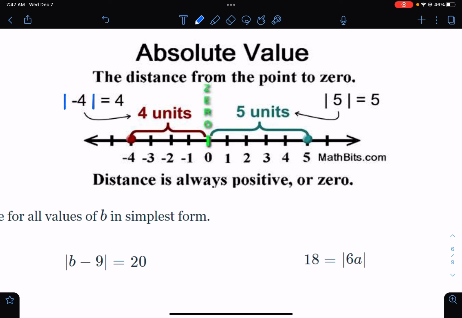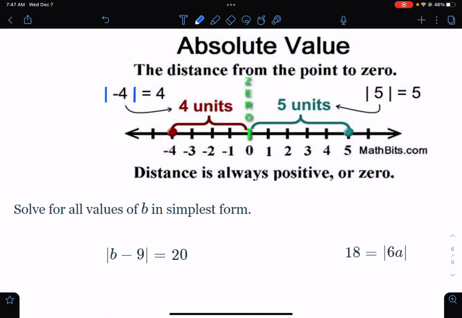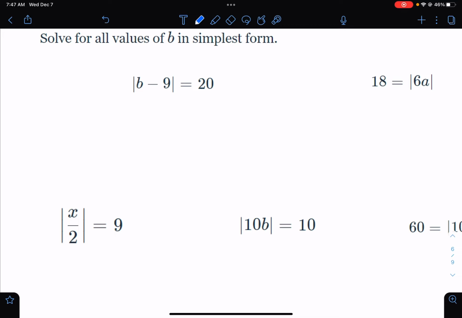So what that means is that if you take the absolute value of a positive number, you get a positive number out, right? If you think about the number 5, that is 5 units away from 0. But if you take the absolute value of a negative number, you get a positive number out. If you think of negative 4, that is just 4 units away from 0. So essentially with absolute value equations, we have to account for both possibilities, that the inside is positive and that the inside is negative.